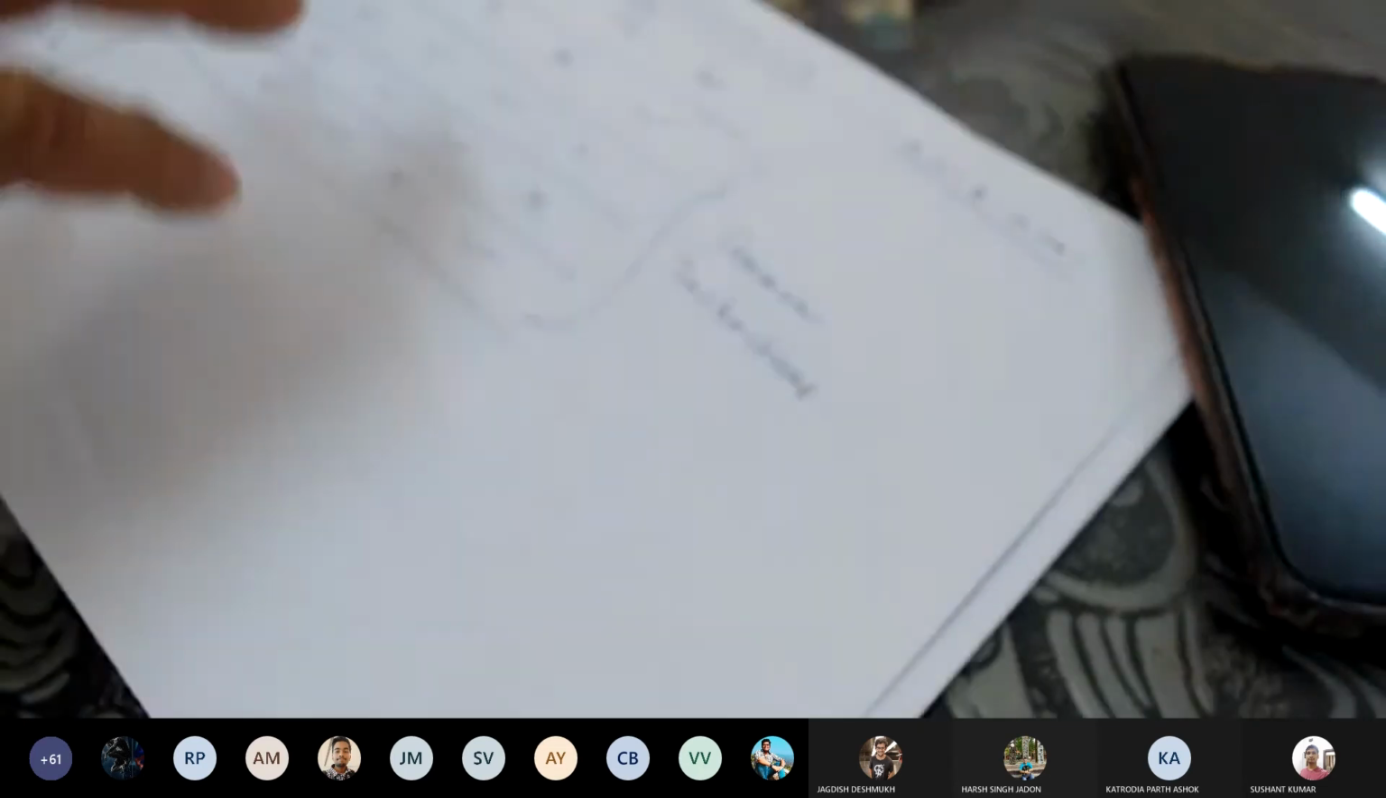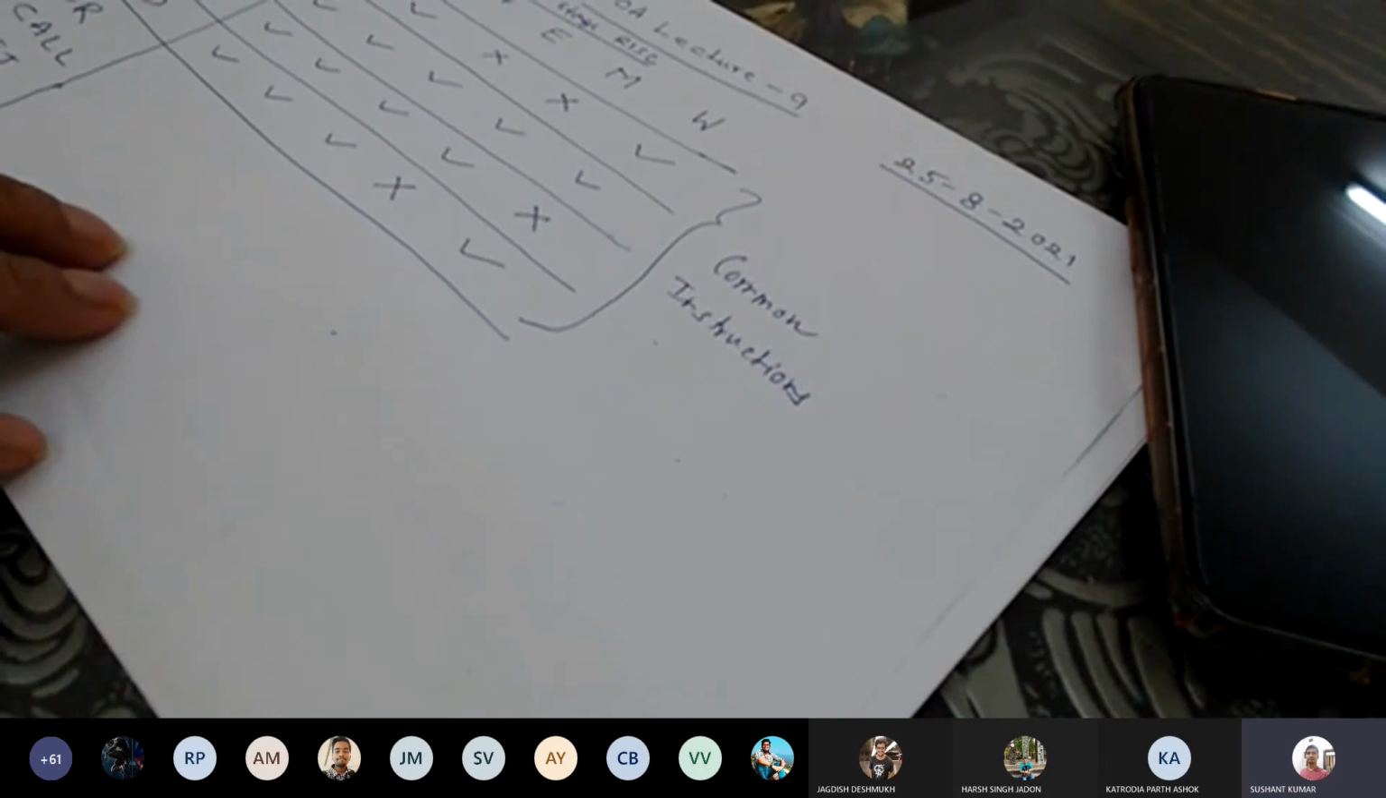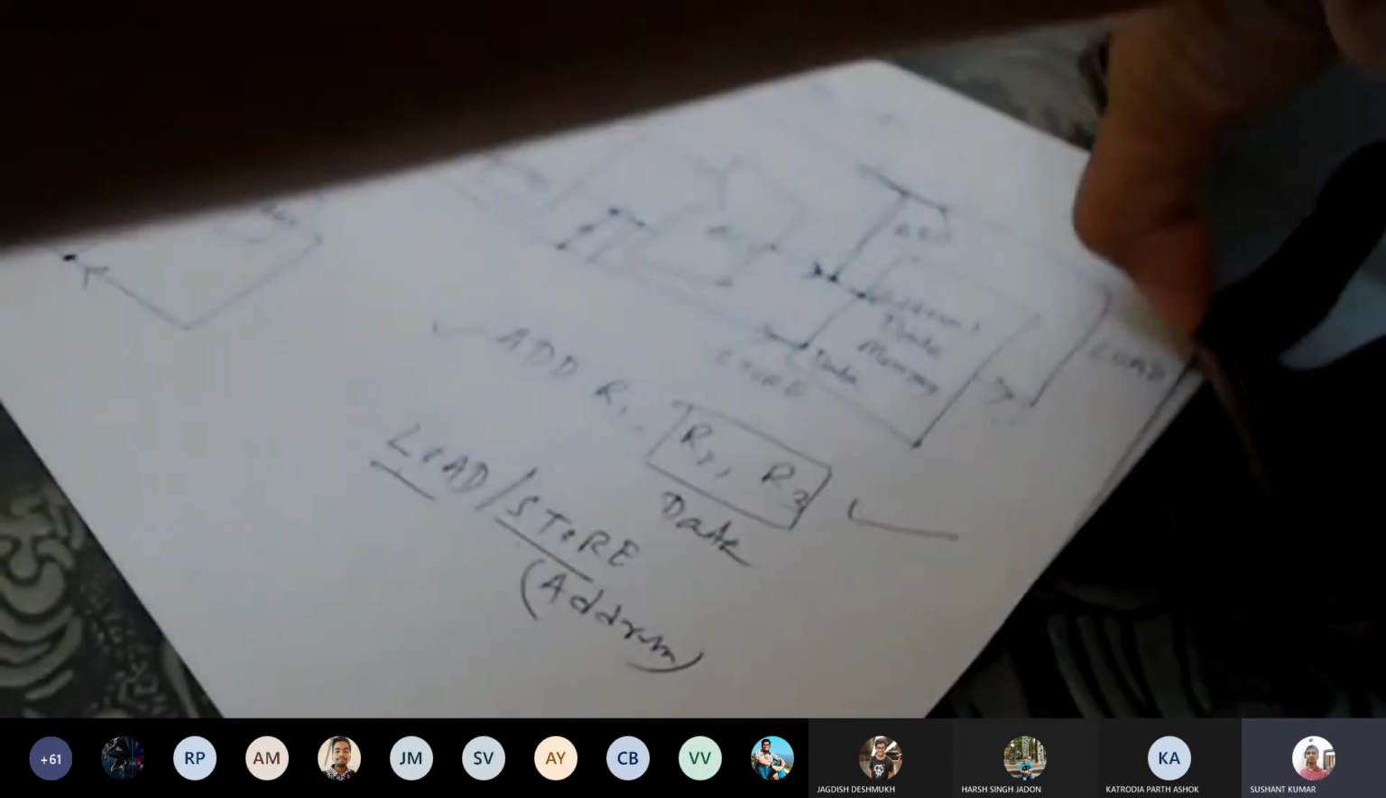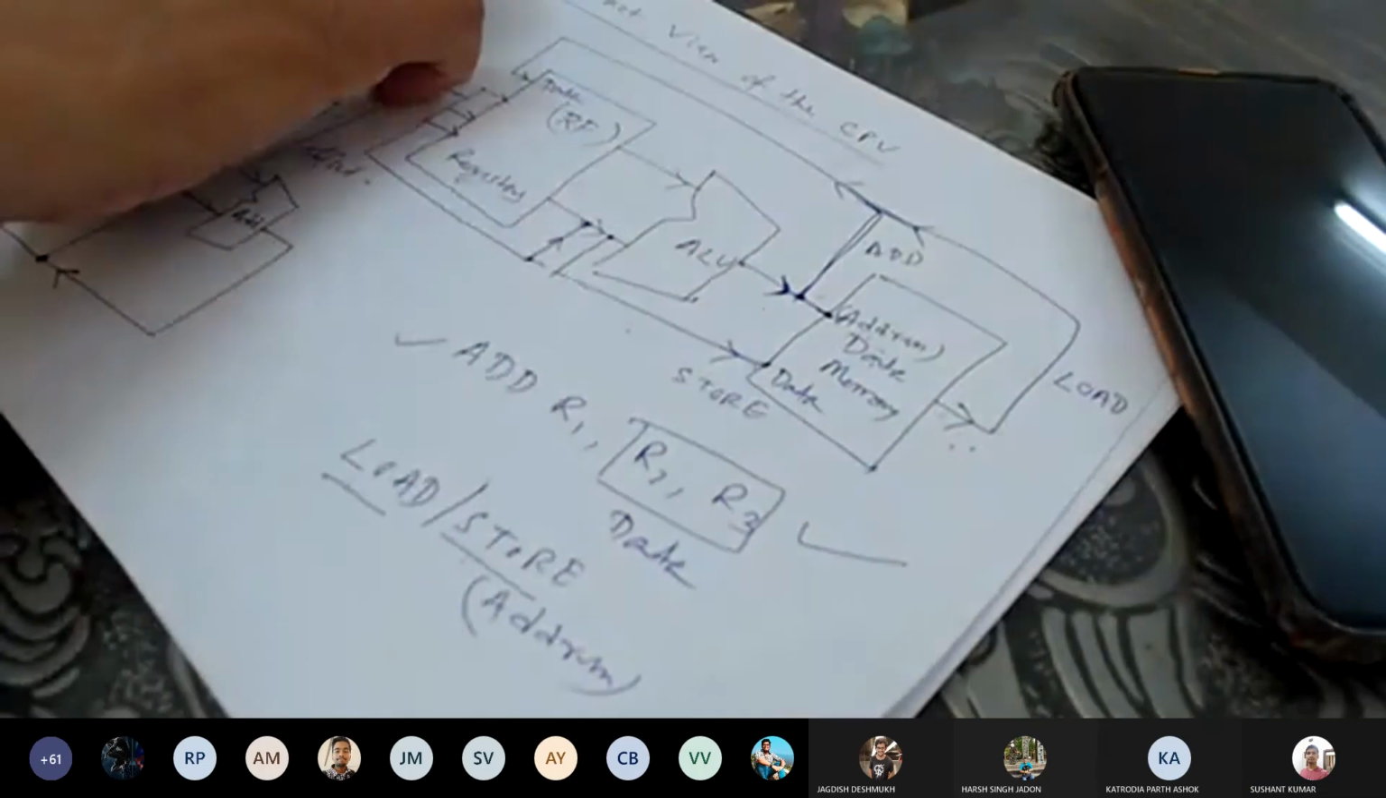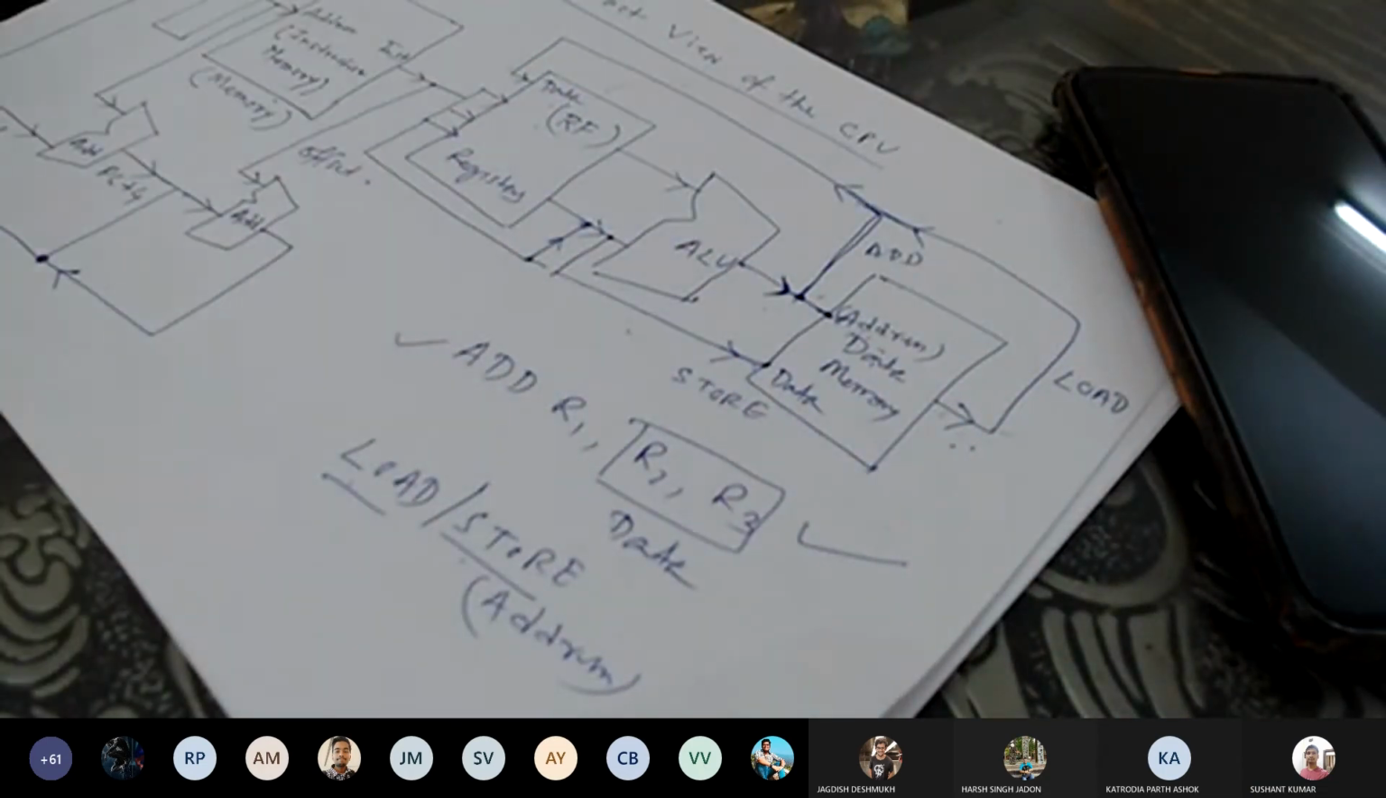Now you look into this. One minute, please. Okay. Let me give you a clear diagram. I shall present it so that you get the view properly.